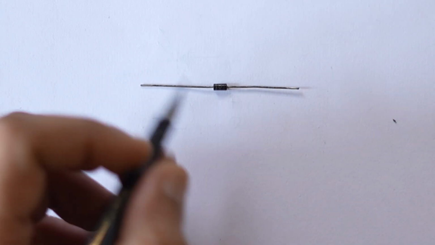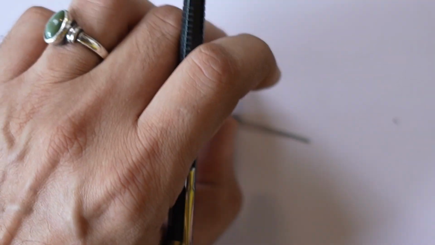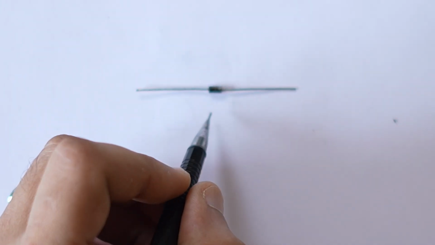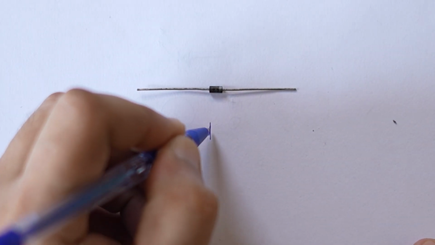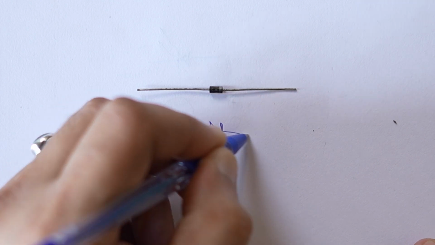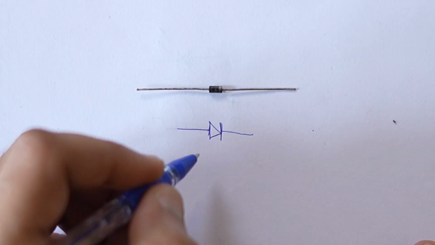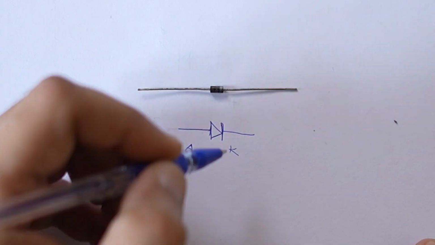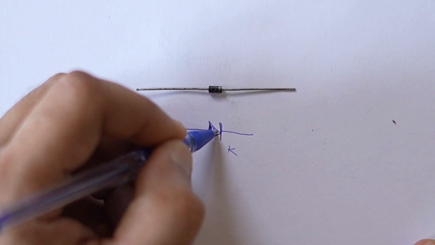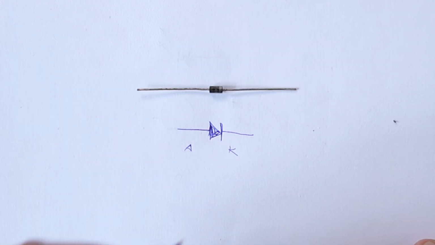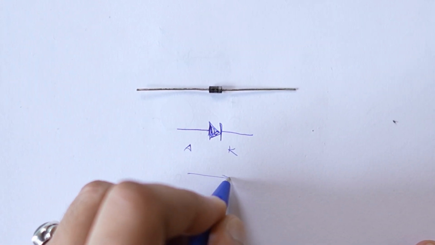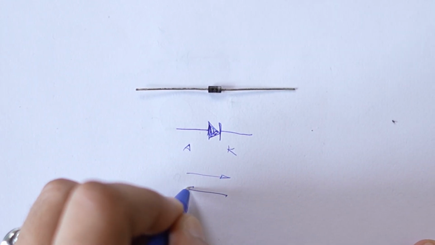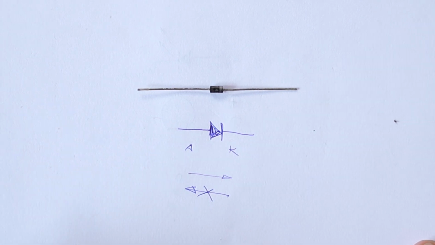So if you want, let me turn it around like so. I'll use the pen. So that's the symbol for a diode. That's anode. That's K for cathode. Usually that's how we write it. This is historical. And current will flow from anode to cathode, but it won't flow from cathode to anode.